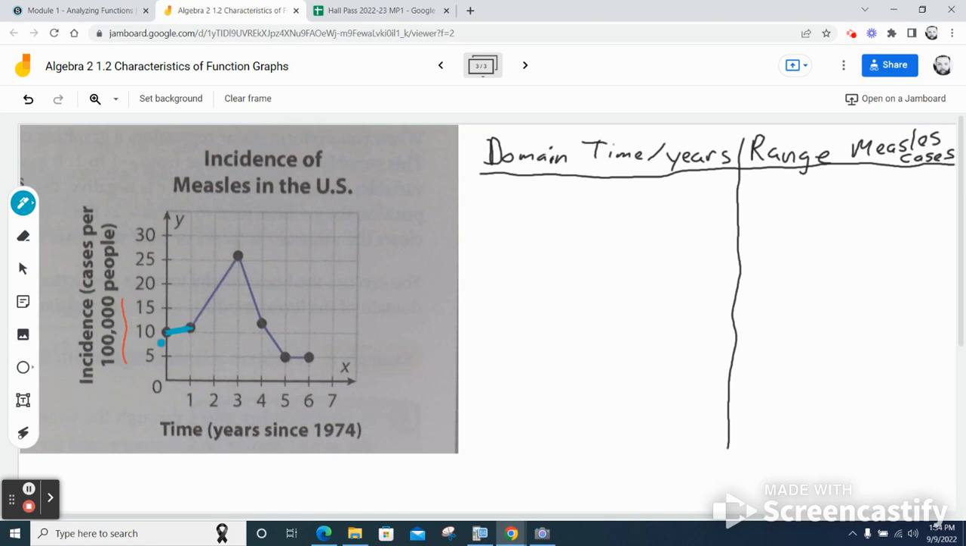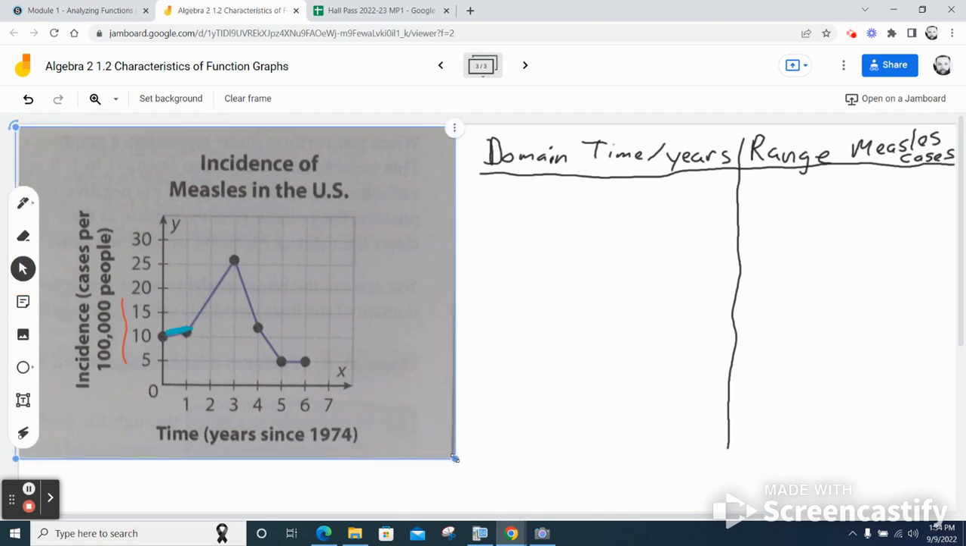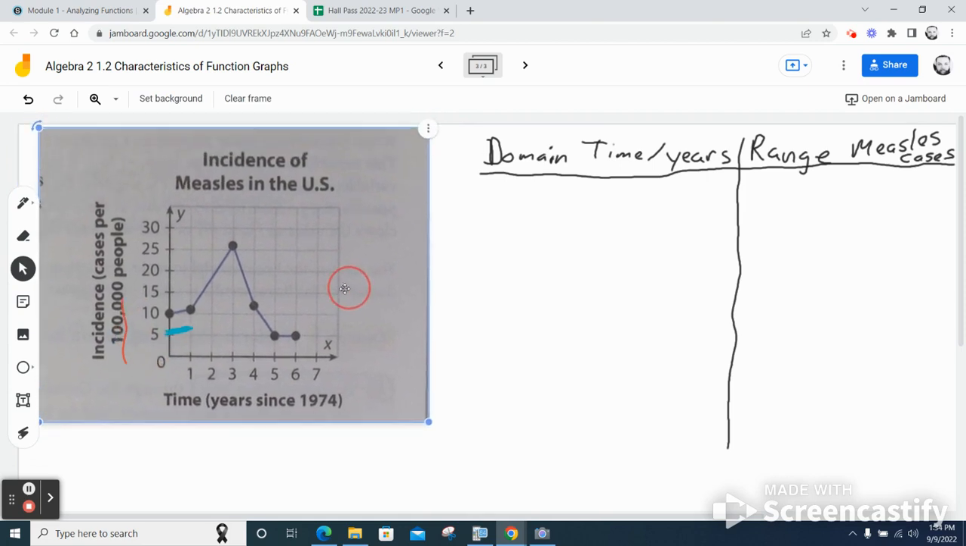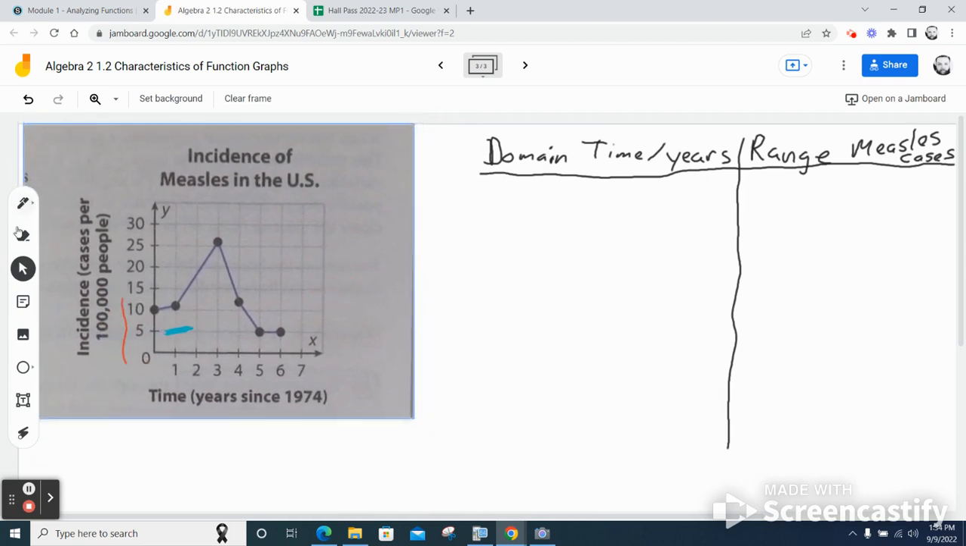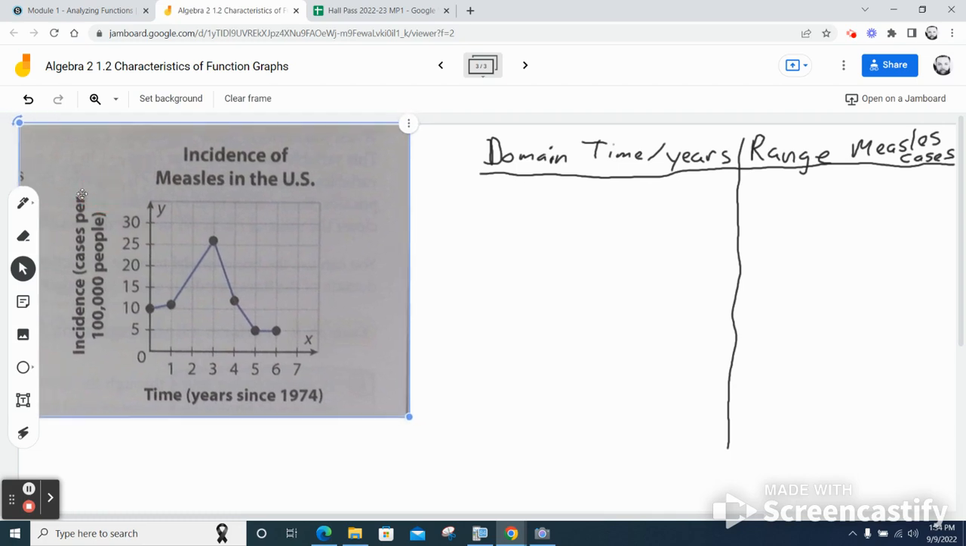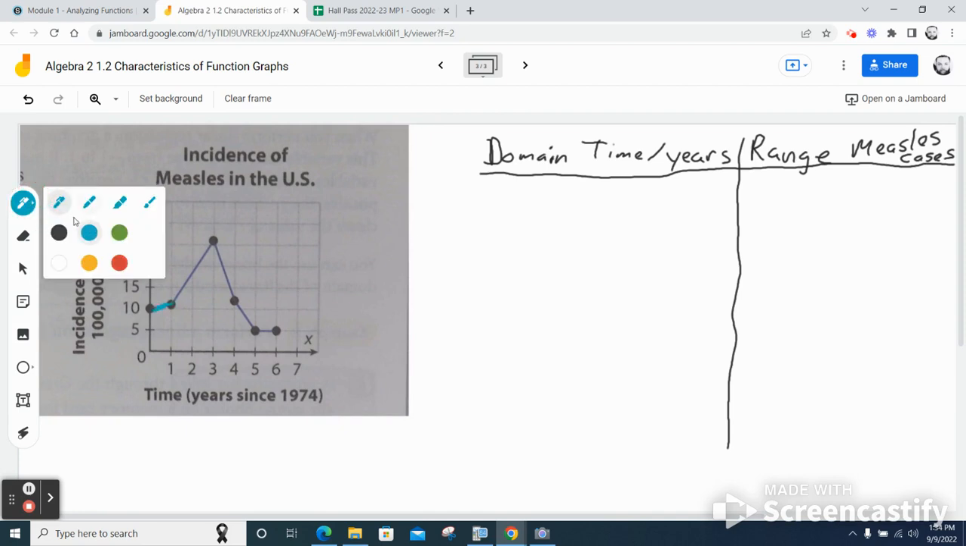Sketch the graph. Well, we have a lot of information here on the graph. Okay. I'm going to add more stuff. Let me make this just a little smaller. So there's lots of information here. We're really gonna focus on some stuff. So from here to here is the domain.